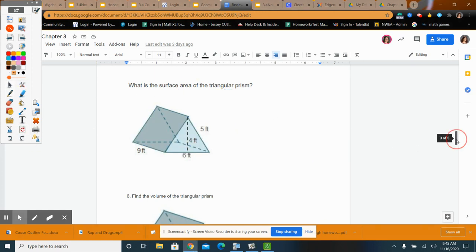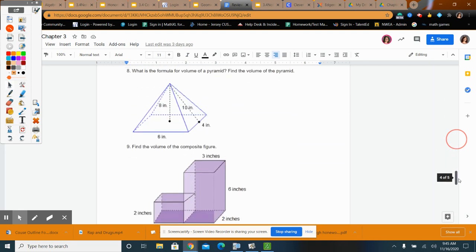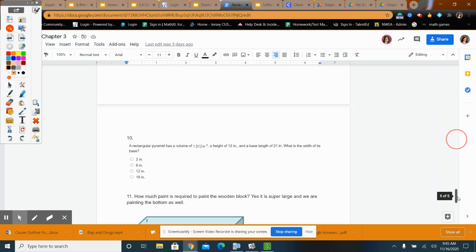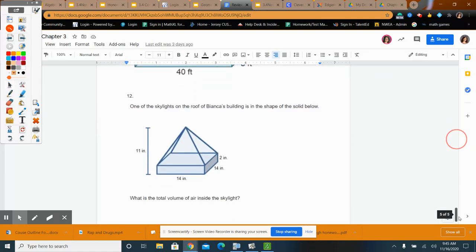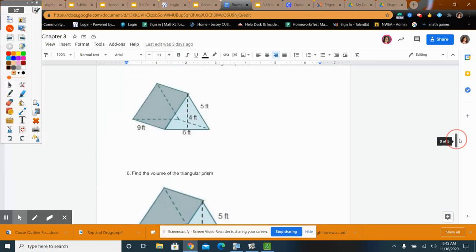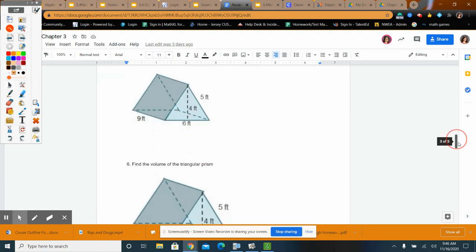Okay, I think I'm going to take a break here because all the rest looks like it's going to be volume. And we'll talk about the rest tomorrow. So let's stop there. And that gets you through question 5, right? 1 through 5.